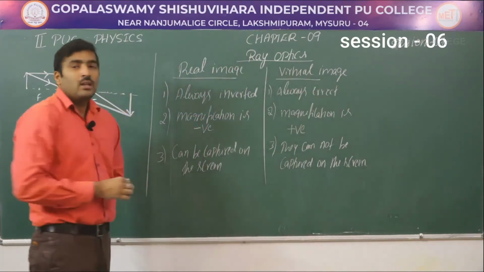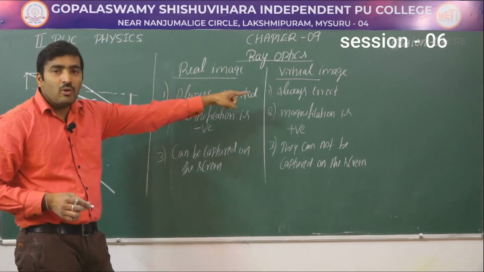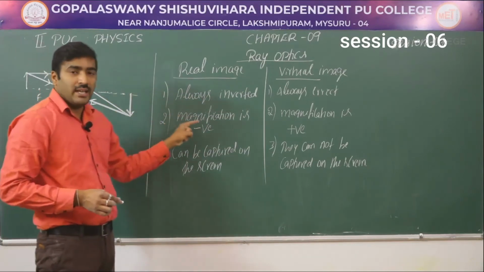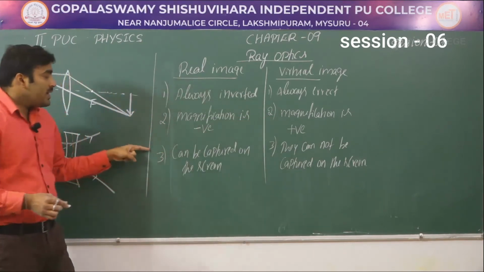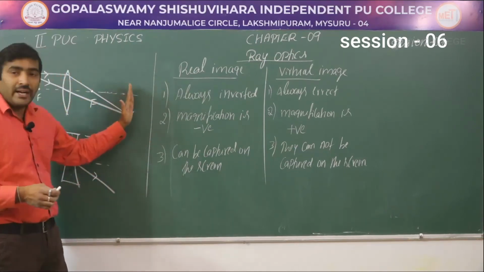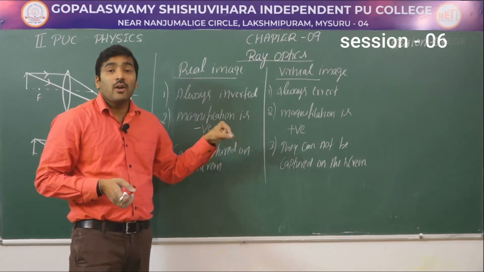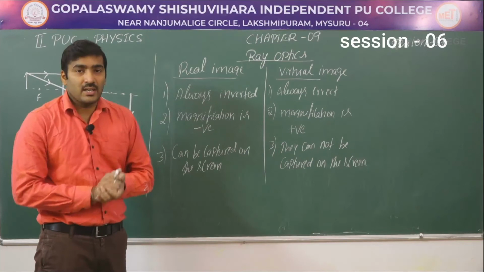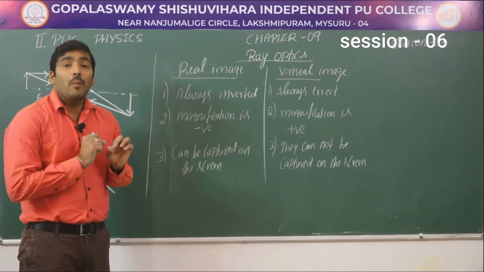The basic difference between the real image and virtual image is this. The first point says the real image is always an inverted image and virtual image is always an erect image. Real image has a negative magnification, and for virtual image the magnification is positive. Next, real images can be captured on the screen because they are obtained due to the actual intersection of the refracted rays. The virtual images cannot be caught on the screen because they are not formed because of the actual intersection.